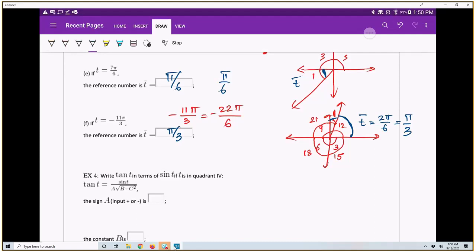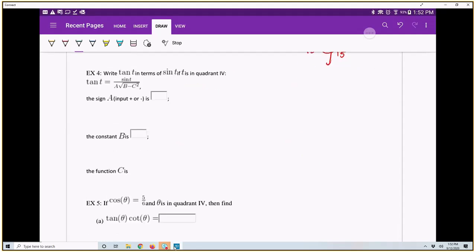Using this information and the table that we have created, we're going to answer questions about trigonometric ratios. Write tangent t in terms of sine t. So this is going to ask us to employ the Pythagorean trigonometric identities. So see how I work these problems out.